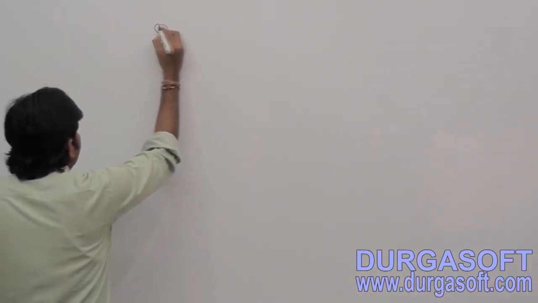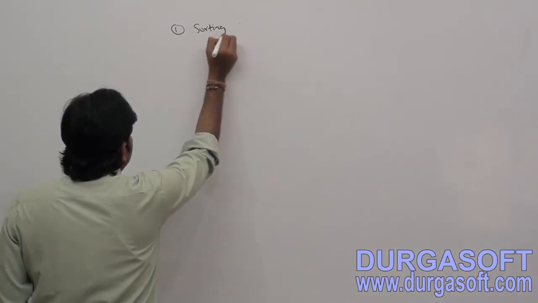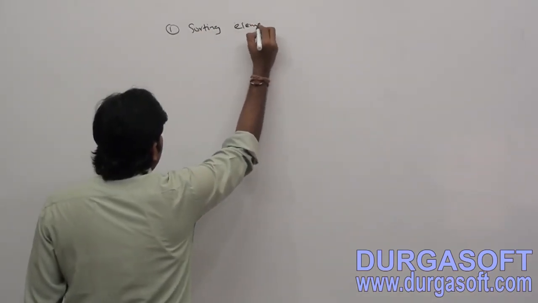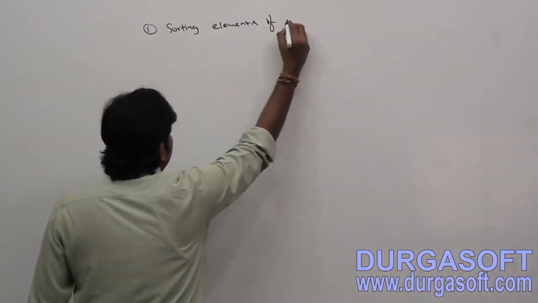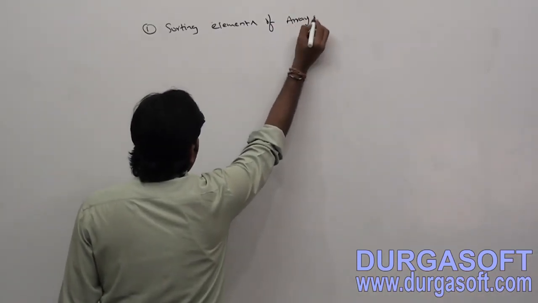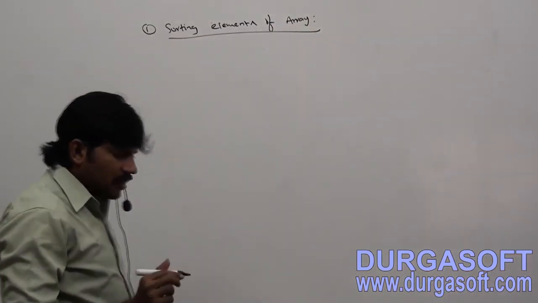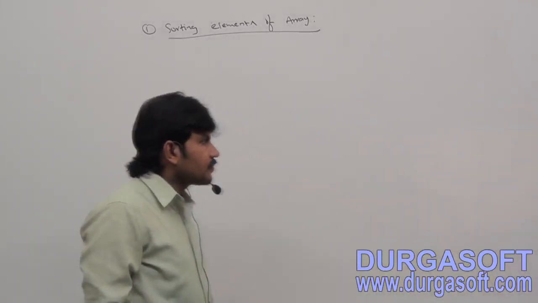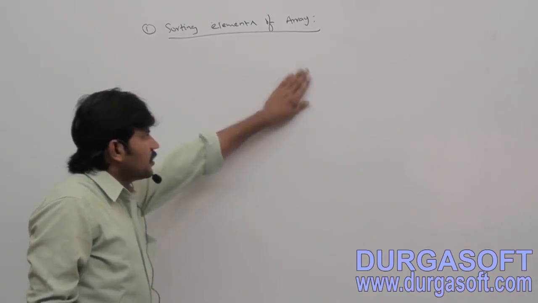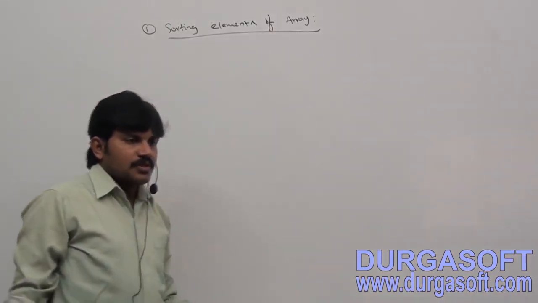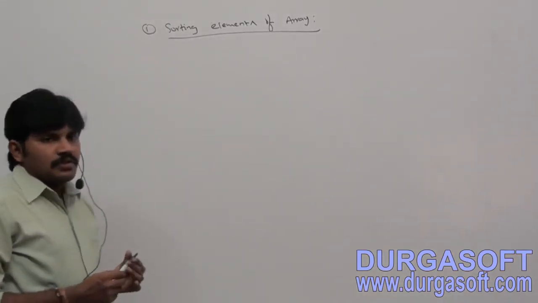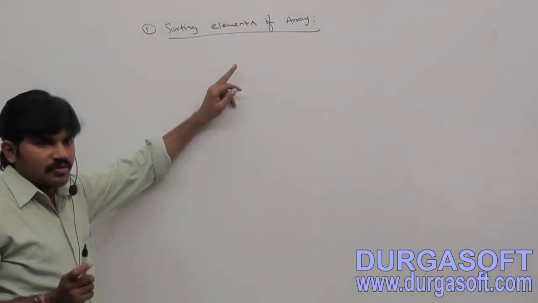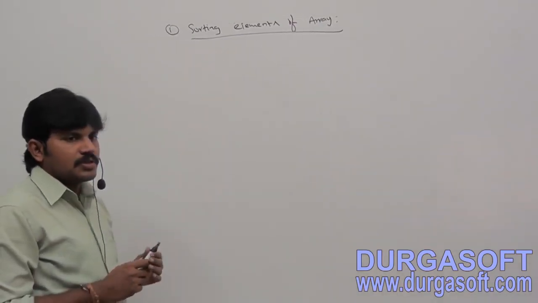So there are three utilities we have to discuss. The first utility, keep the subheading: sorting elements of array. Are you able to understand that? This is sorting elements of an array.